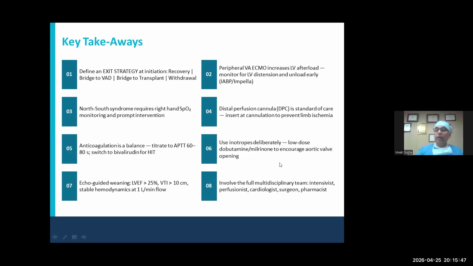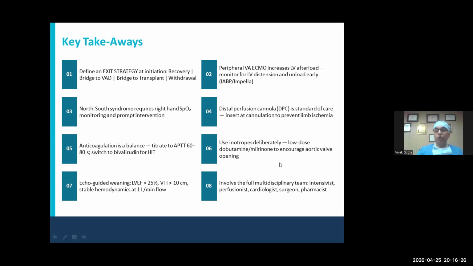Inotropic support: in the beginning, when the patient is on high vasopressors, reduce them gradually. Don't drastically reduce them. If you don't reduce them, it will increase the afterload. But if you reduce them rapidly, there will be hypotension and that can be detrimental. When you are weaning your patient, low dose inotropic support like milrinone or dobutamine can be started. Your regular echocardiography should guide the recovery of the myocardium, along with the pulse pressures, ejection fraction, VTI, and the lateral mitral annulus velocity. Involve the full multidisciplinary team so that you identify complications early.